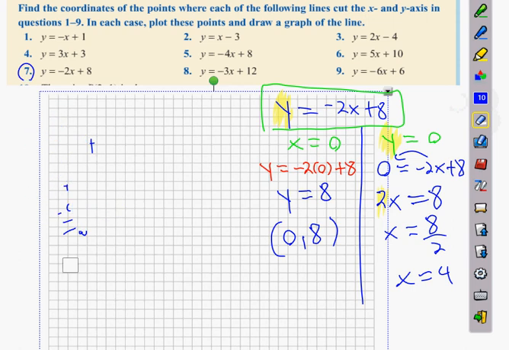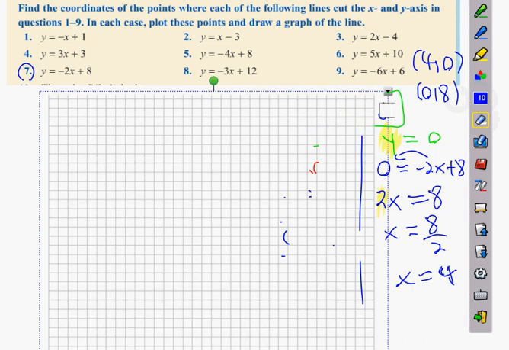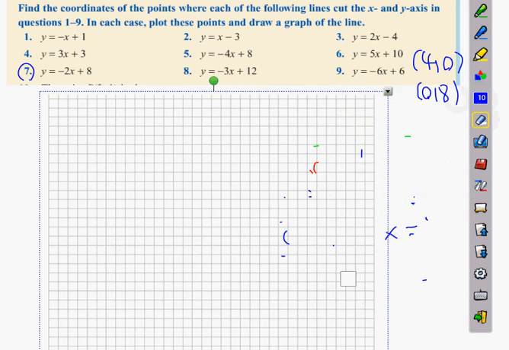Now, what is the second point then, Kenny? The second point? We got 4. So what's the second point? 4, 0 and 0, 8. Happy with that? Okay, then go draw your diagram. And then we're going to start drawing our diagram now. And what we're going to have to get is 4, 0 and 0, 8.